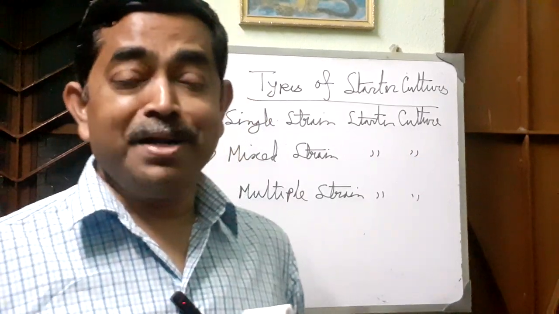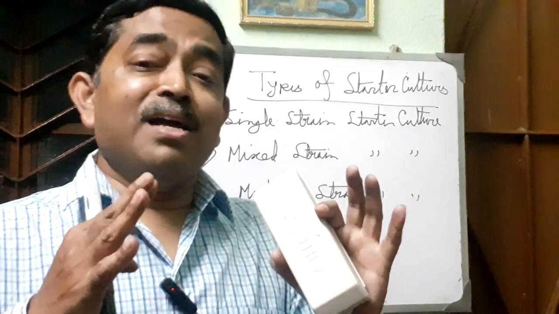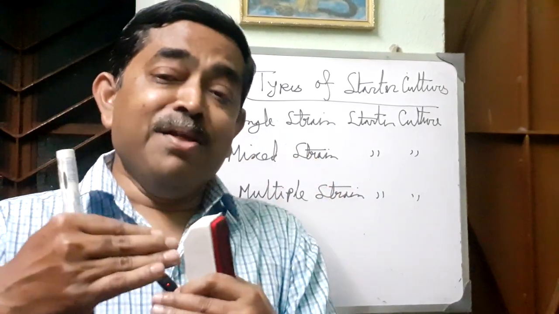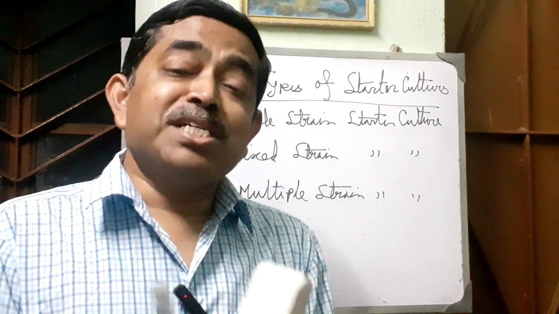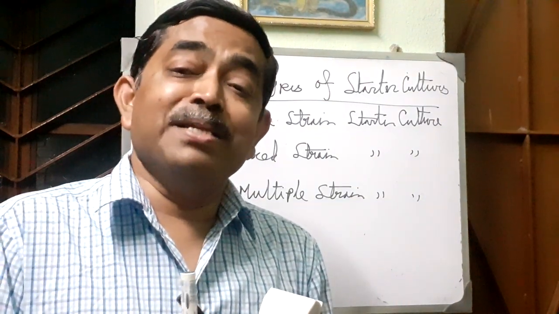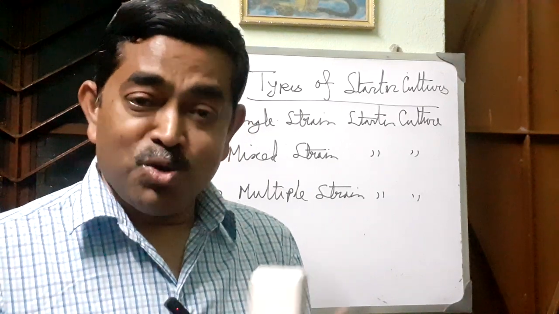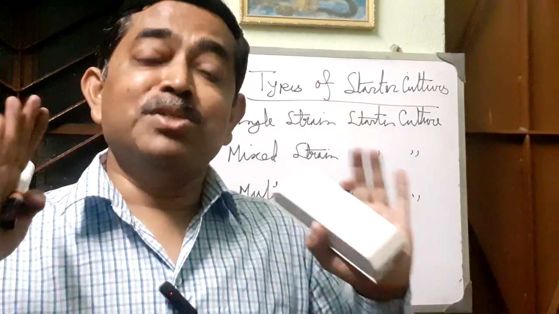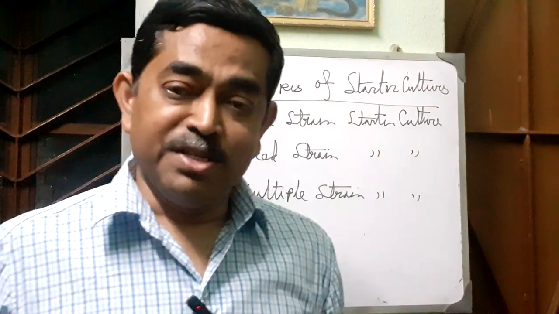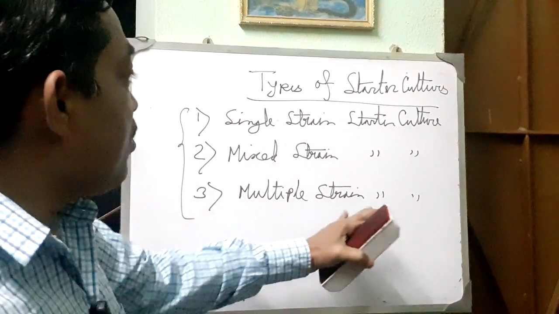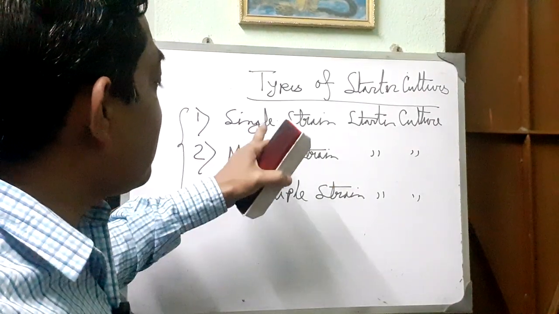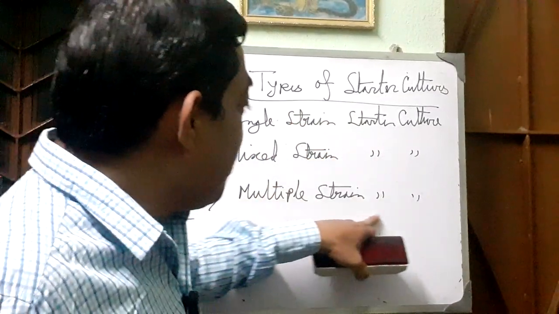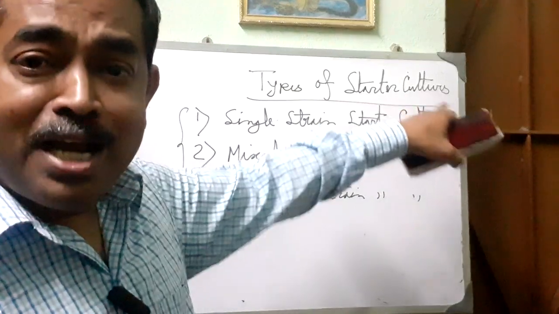In mixed strain starter culture, what actually happens is that as the fermentation proceeds, one strain will be dominated by another, dominant strain. So at the end of the production, only one strain will survive, the dominant one. This is a factor we have to consider. So we can say that it is the evolution of starter culture rather than a type of starter culture.